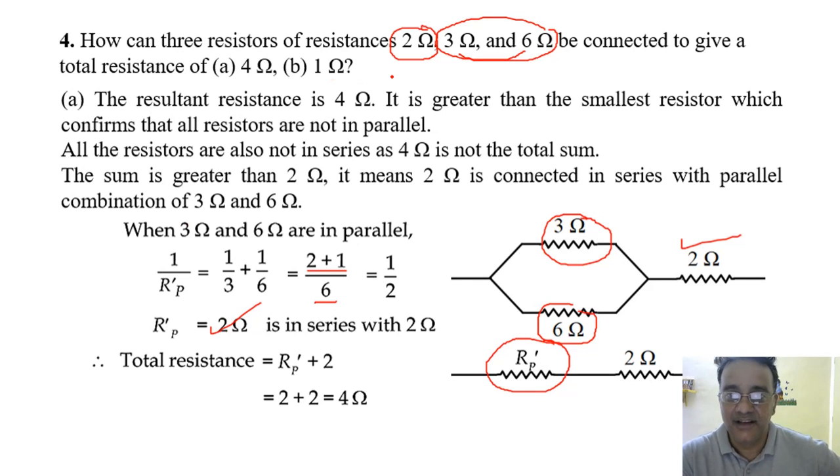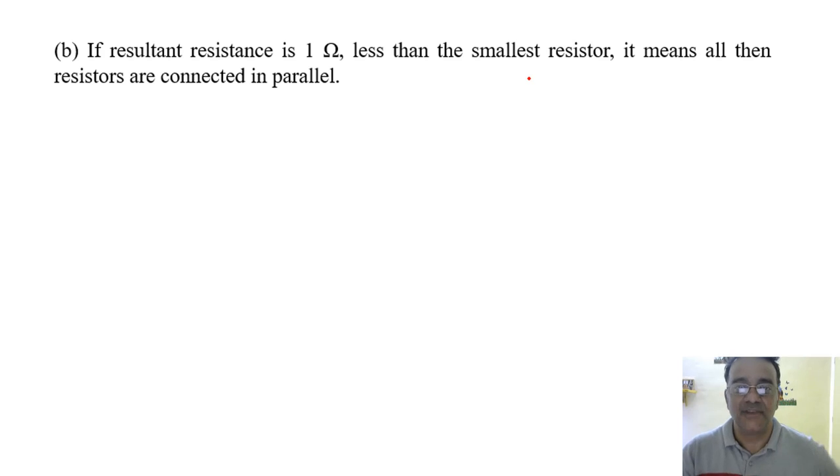1 ohm. अभी 1 ओम में देखो, 1 ओम इसमें 2, 3, 6 में सबसे छोटा कौन सा है, 2 है. अगर हम लोग तीनों को पैरेलल में कनेक्ट करते हैं तो जो इक्विवेलेंट रेजिस्टेंस होगा वो 2 से भी कम होगा, and वो कम ही है, 1 ओम. So that indicates that all three are connected in parallel, right. So this is the arrangement.